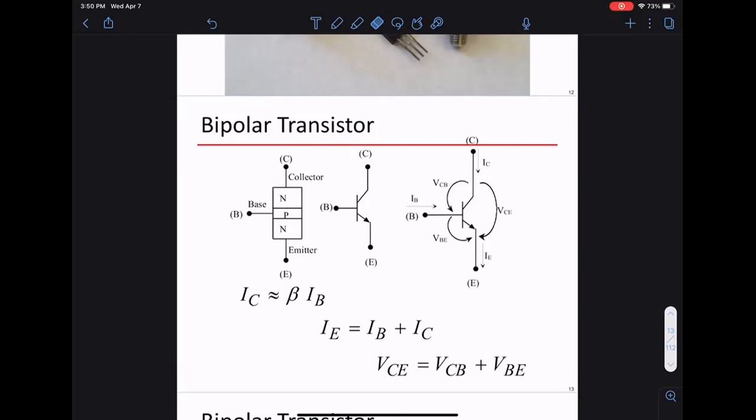So compared to a MOSFET, there's a difference: a bipolar transistor is a current-driven device. Okay, so the base, whether this is an open or closed switch, is driven by the current. So this is the current control.